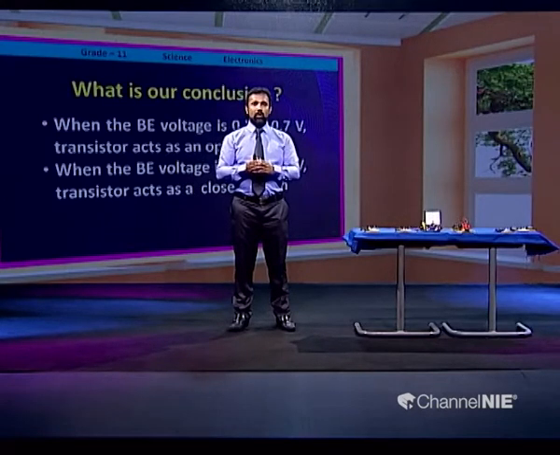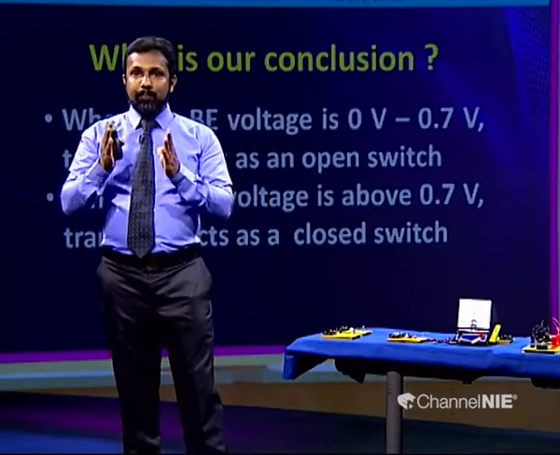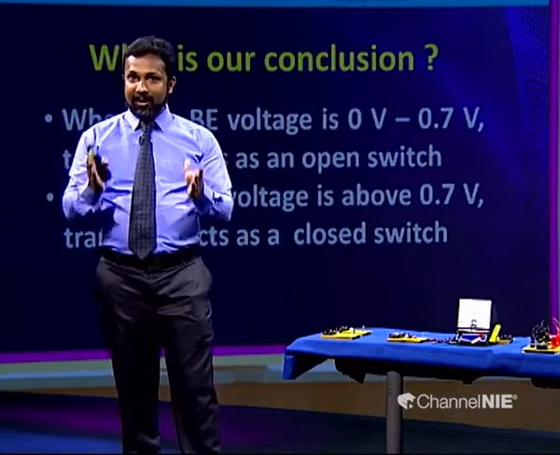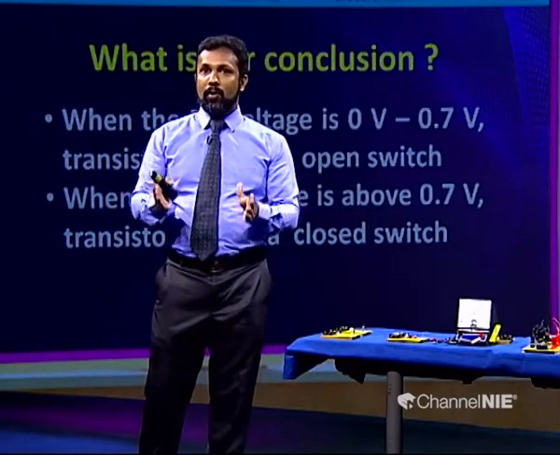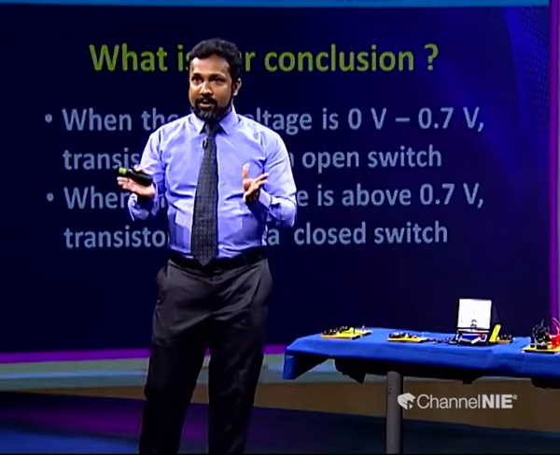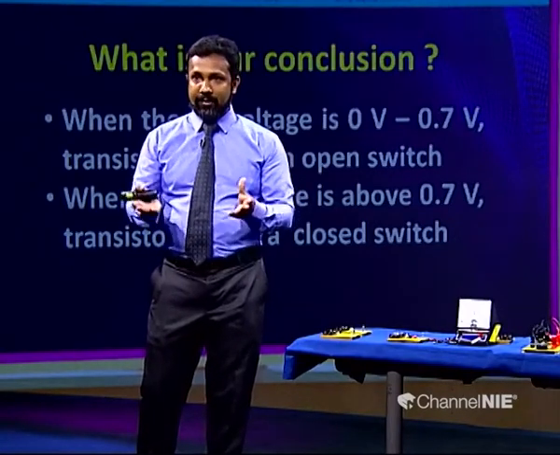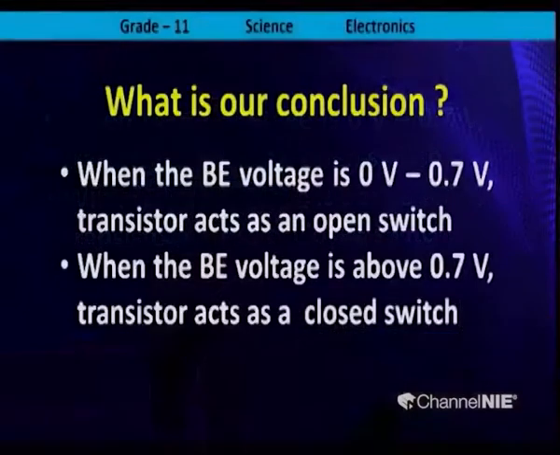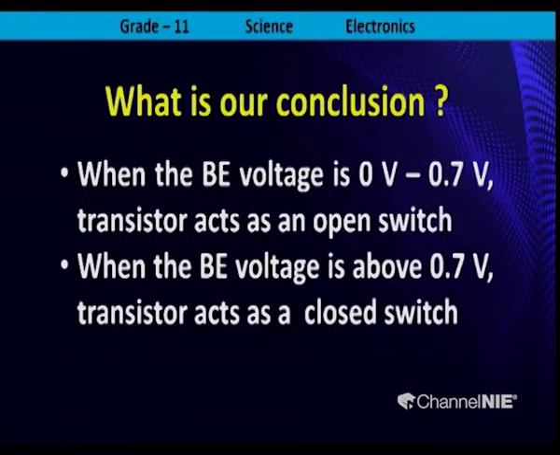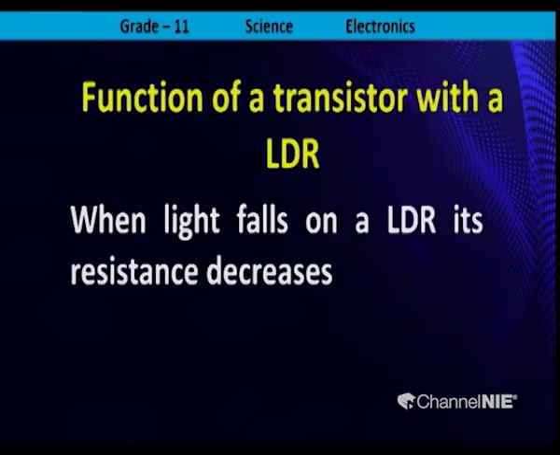Why do I say so as 0.7 volts? Because, my dear children, 0.7 volt is the minimum voltage essential for bias in a transistor. Let's conclude our activities. What is our conclusion? When the BE voltage is 0 to 0.7 volt, the transistor acts as an open switch. When the BE voltage is above 0.7 volt, the transistor acts as a closed switch.